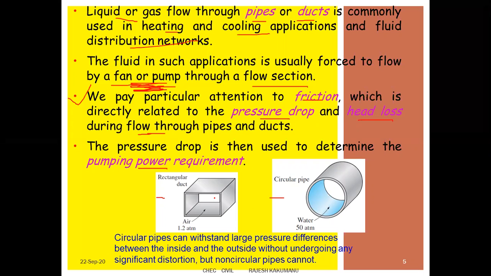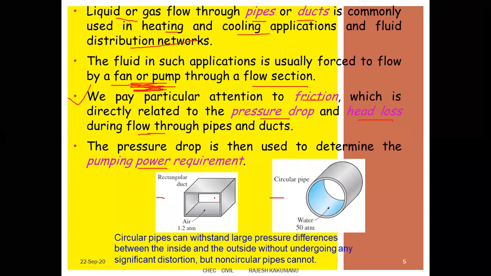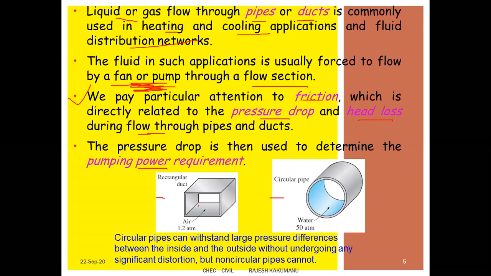You can see the pressure differences between the inside and outside without undergoing any significant distortion, but non-circular pipes cannot. So you can see some pressure differences between the inside and outside of the pipe, whereas in non-circular pipes such as a rectangular duct, you cannot see such pressure differences. So whenever the fluid is flowing in a square channel, a rectangular channel, or a circular pipe, what happens? This all depends upon the pumping power requirement and also the design of the channel. Next one.